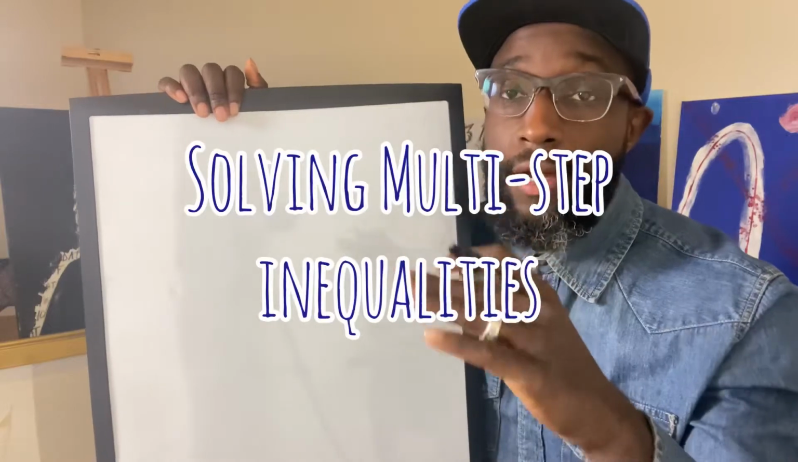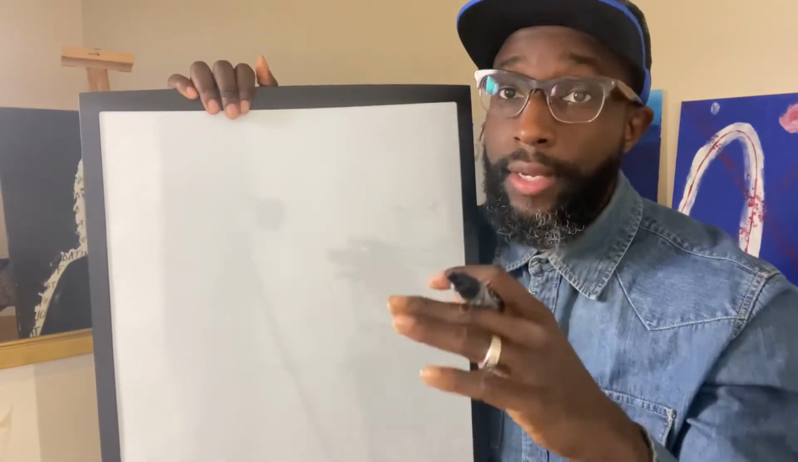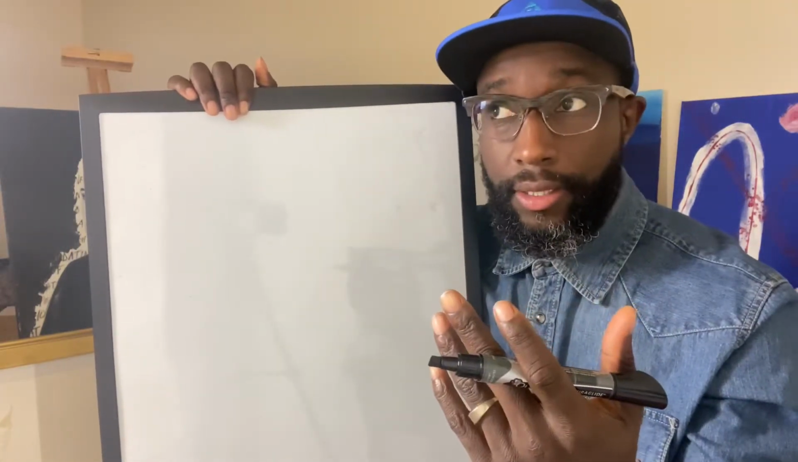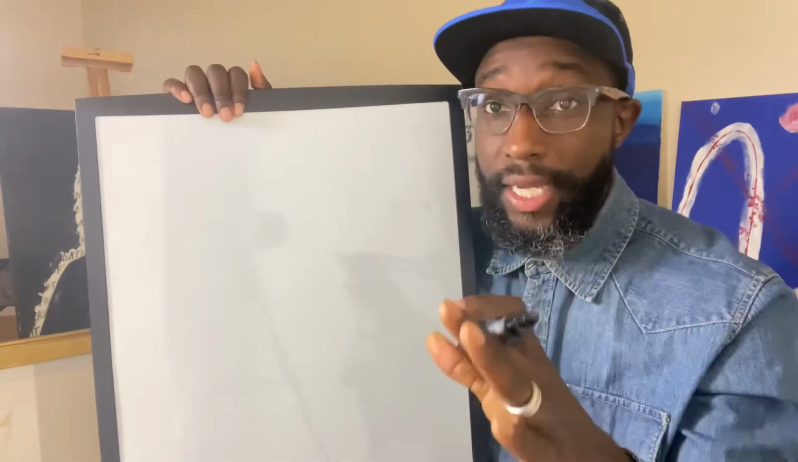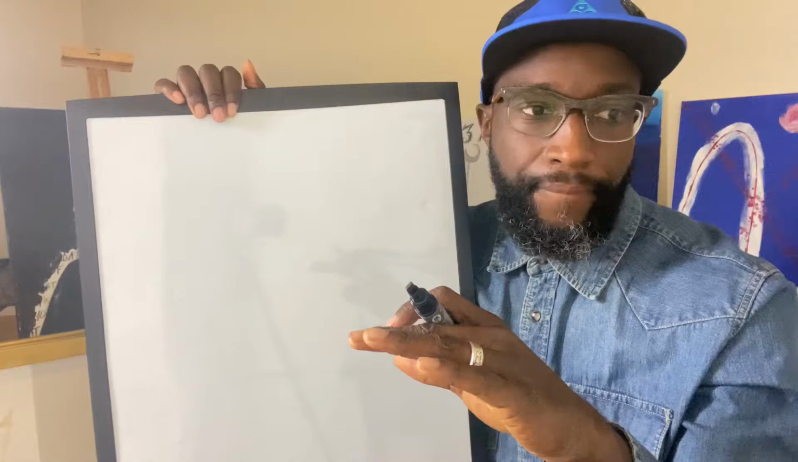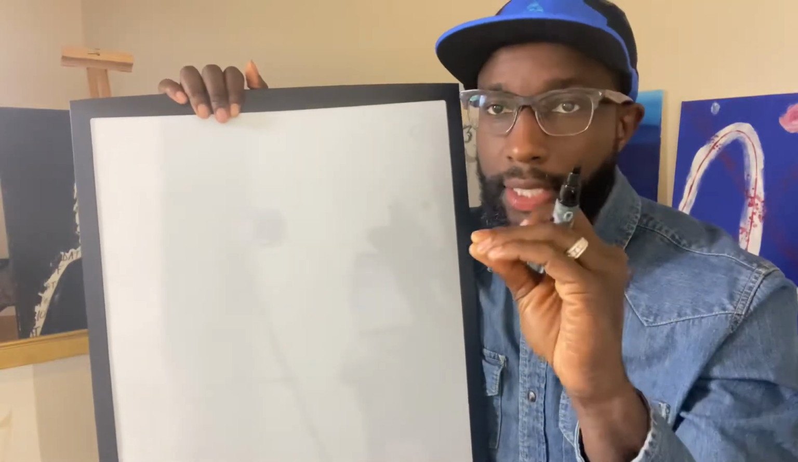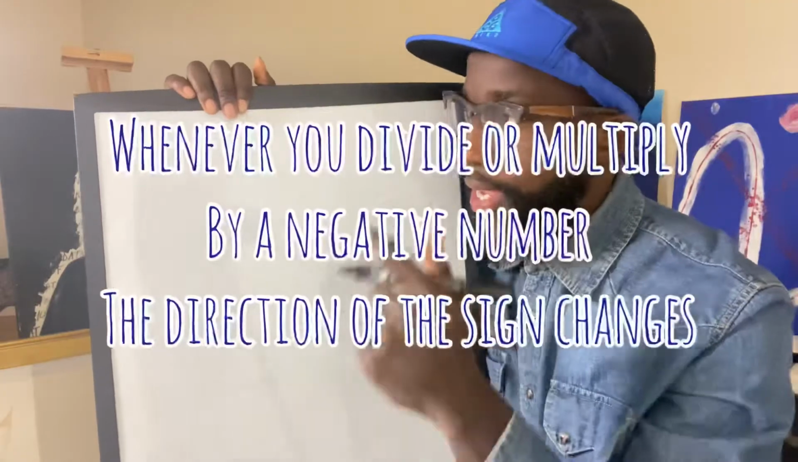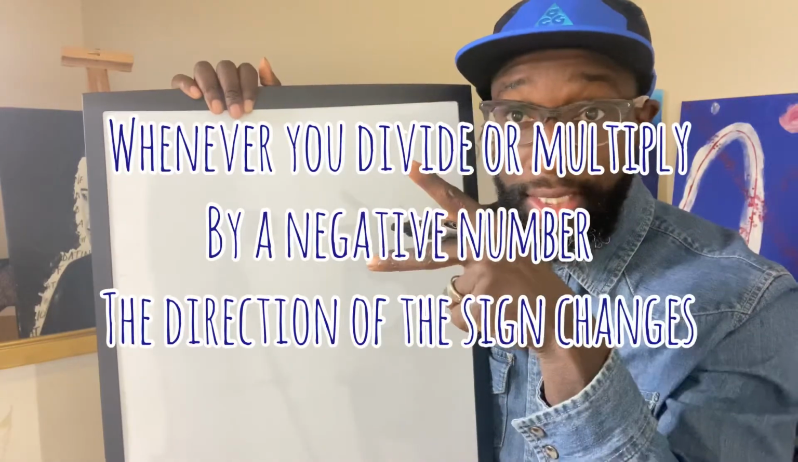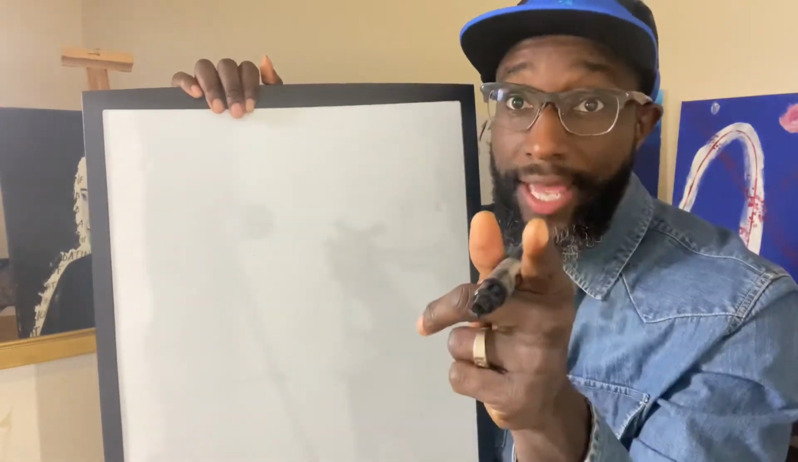Solving multi-step inequalities is a lot like solving linear equations. The difference is we're dealing with inequality signs, and the main thing to remember is that whenever you divide by a negative, the inequality sign changes direction. Let's look at that one first.